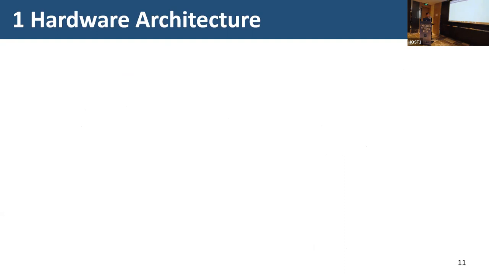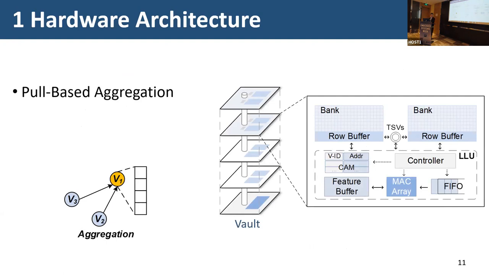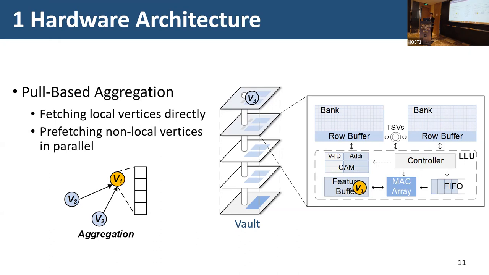First, we'll talk about the hardware architecture. We add a lightweight logic unit at each bank group for the aggregation phase. We adopt a pull-based aggregation strategy as shown in this figure. For the given vertex V1, it will pull all its neighboring vertices V2 and V3. The local vertex V2 will be fetched from memory banks to the processing units. In the meanwhile, the non-local vertex V3 will be fetched in parallel from other bank groups to perform computation.